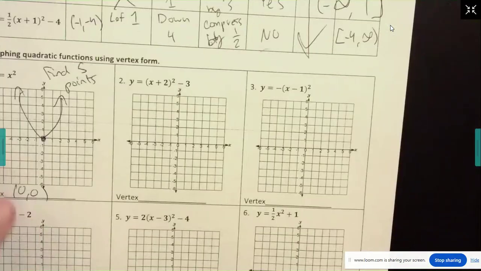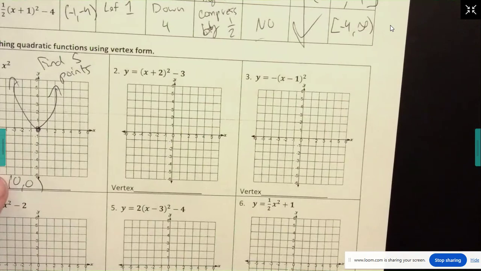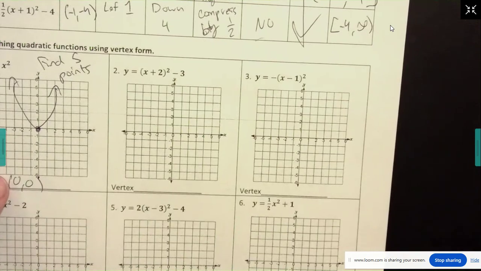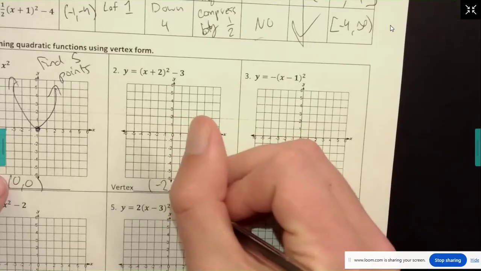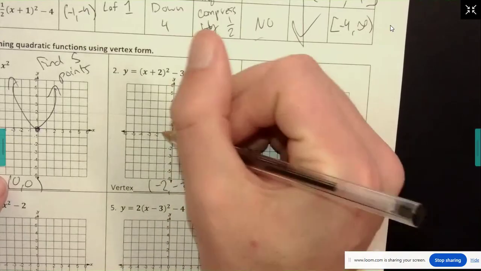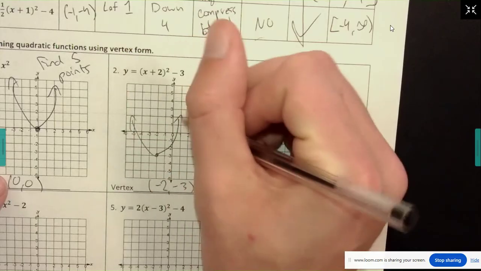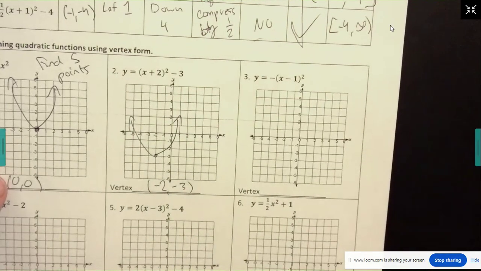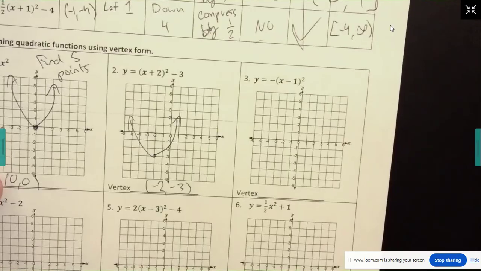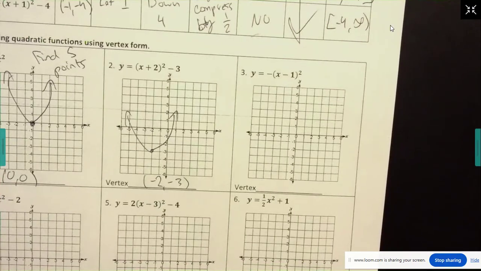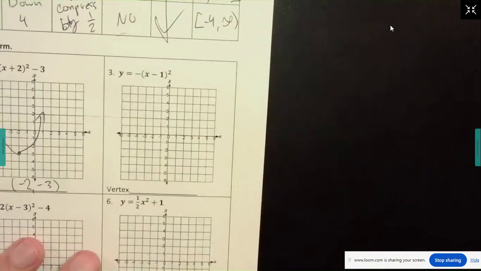Okay. Next one is +2 on the inside, -3 on the outside. I have -2, -3. Okay. And since it's not negative, it's going to go up. But you guys need to find your 5 points, and you'll use Desmos. Let me do one more. I'll do number 3 for y'all.